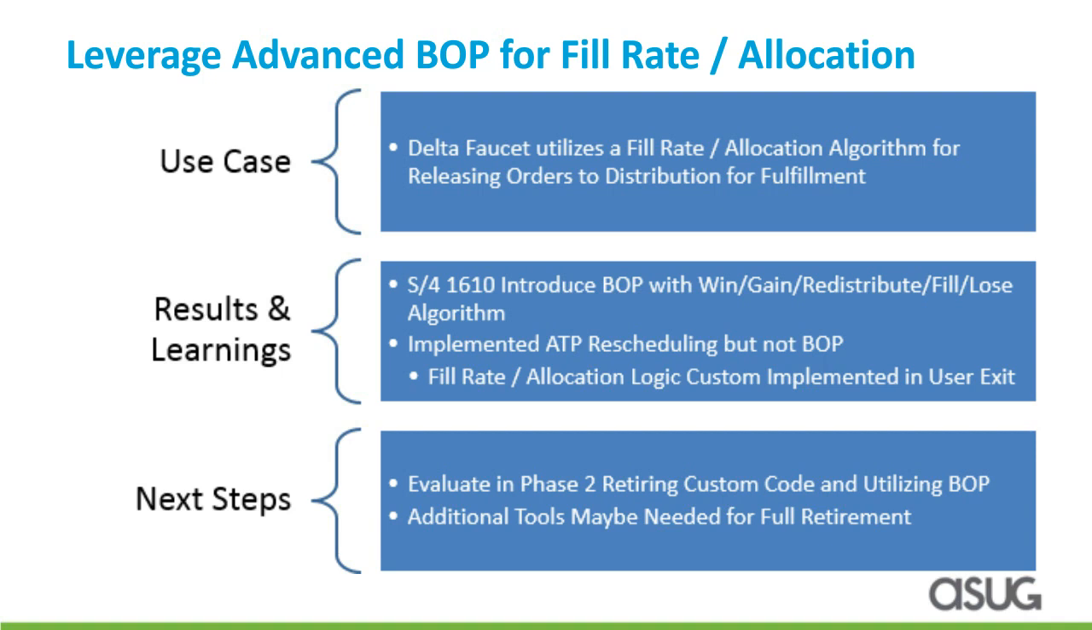And as we said, we're looking in phase 2 to try to get rid of a lot of the custom code that we did, and advanced ATP and backorder processing is one of those areas where SAP is definitely focused on trying to migrate as much of those functionalities from APO Global ATP as they can. I think that what we're seeing now is just the spearhead of that.